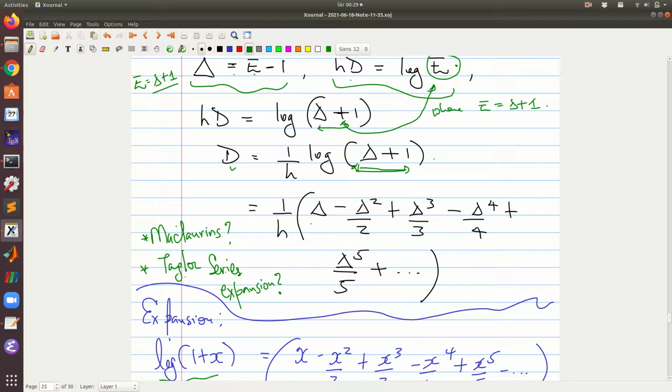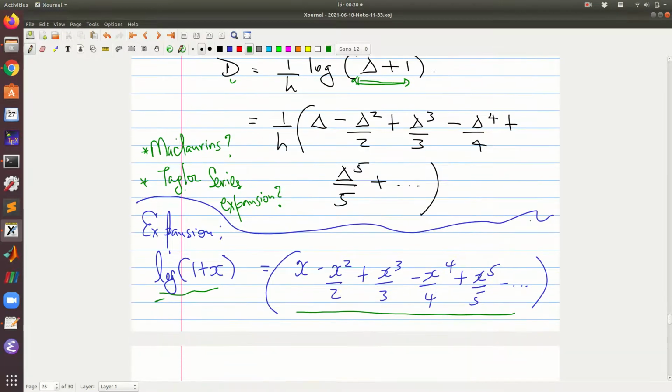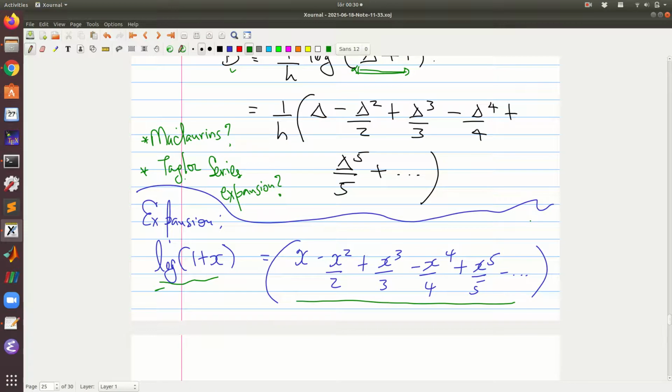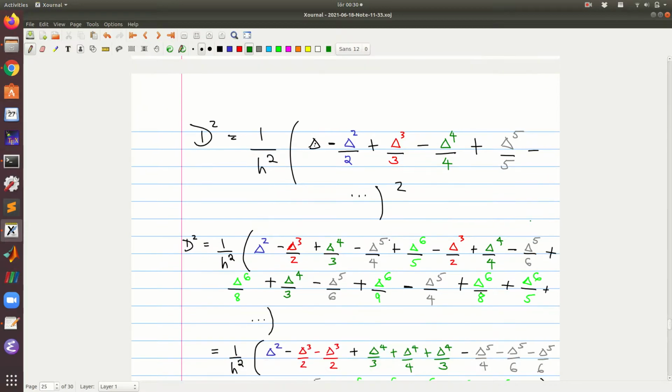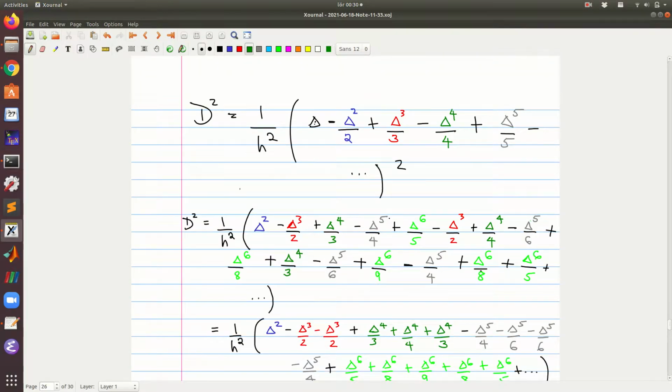So we have 1 over h into this: the forward difference, minus the second forward difference over 2, plus the third forward difference over 3, minus, and so on and so on. So now that is the D, and then we can also get the D squared. It is not too involving, it's just a few minutes here.